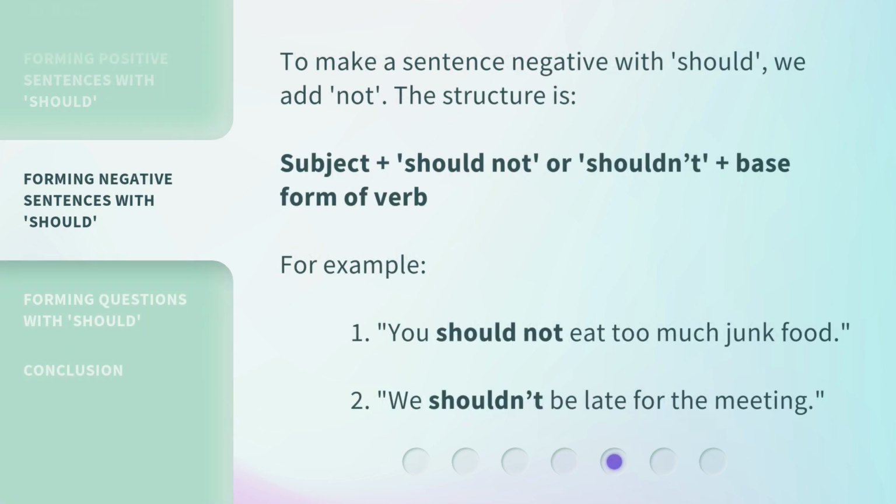To make a sentence negative with should, we add not. The structure is subject plus should not or shouldn't plus base form of verb. For example, 1. You should not eat too much junk food. 2. We shouldn't be late for the meeting.